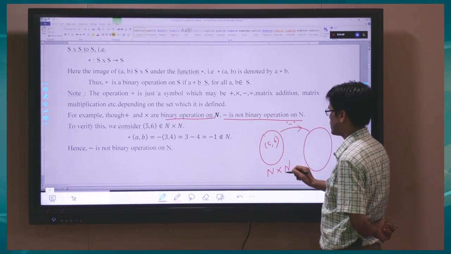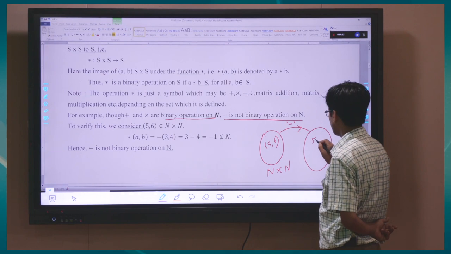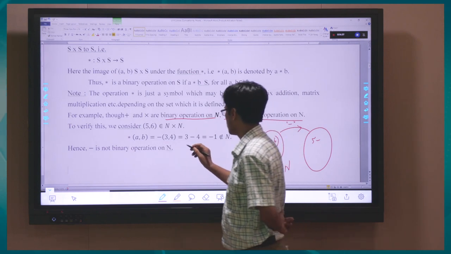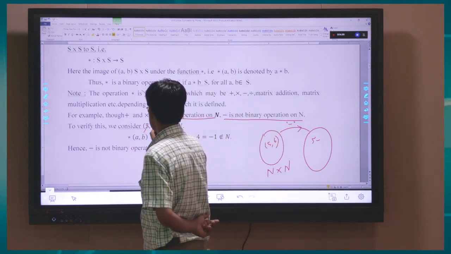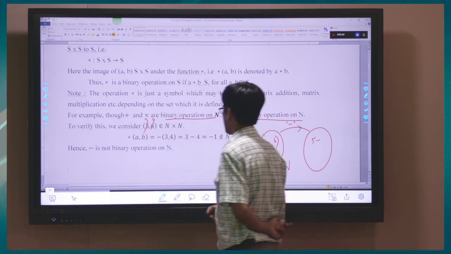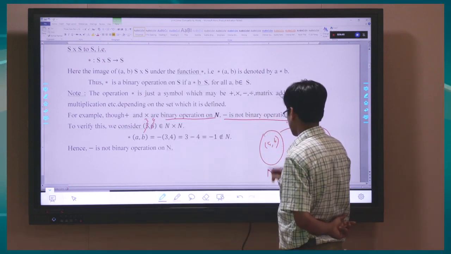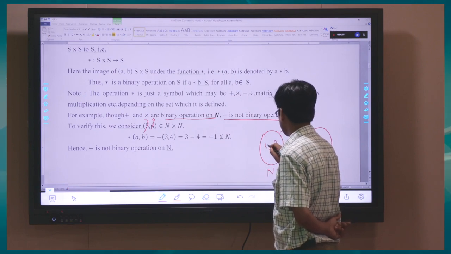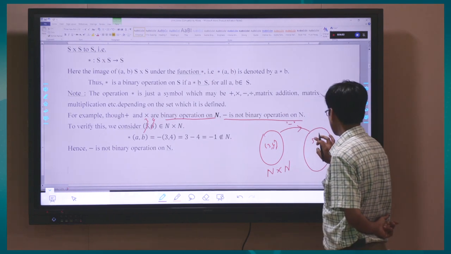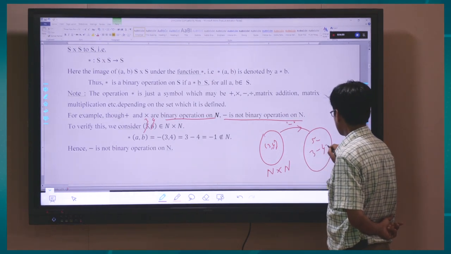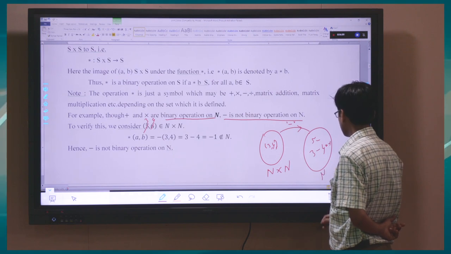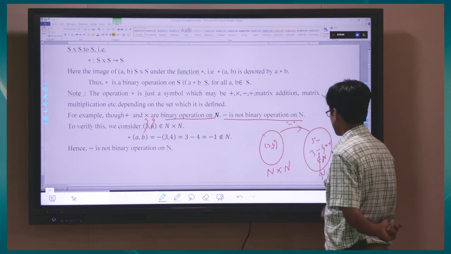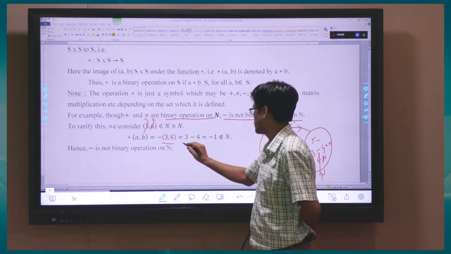Take (3, 4), which belongs to N cross N. So 3 minus 4 is equal to minus 1, which does not belong to N. Therefore subtraction is not a binary operation.